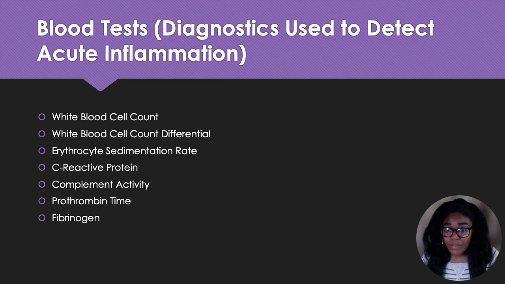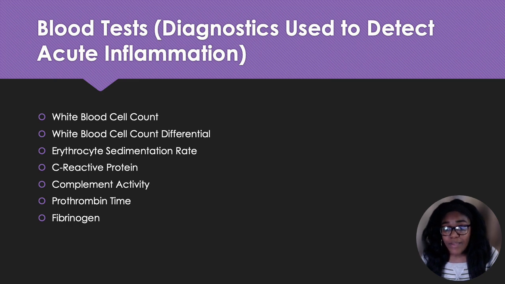sort of inflammation response. We have the complement activity, and it measures the amount of complement proteins. Complement helps to fight pathogens. So if you have an increase in your complement activity, that means the body is trying to fight off more infection. You have prothrombin time. And this is a value that measures the time it takes for a blood clot to form in a sample. So if there's a low time, that means you're at risk for developing blood clots. And if it's high, that means you're at risk for bleeding.